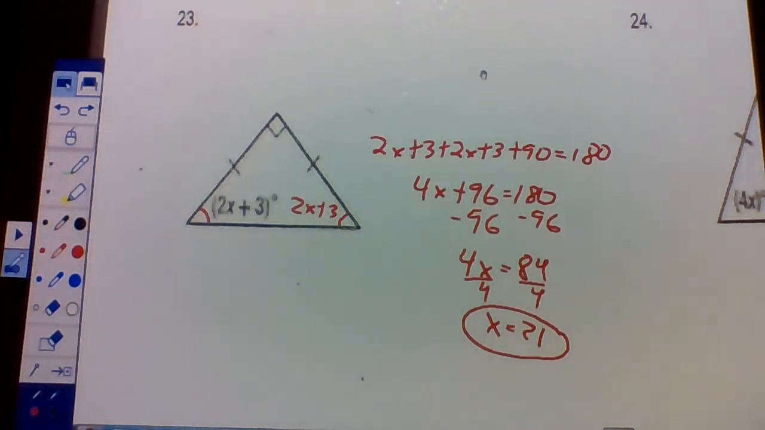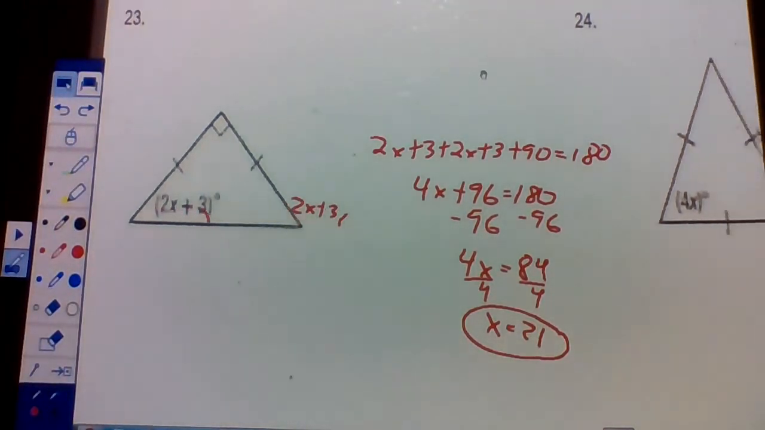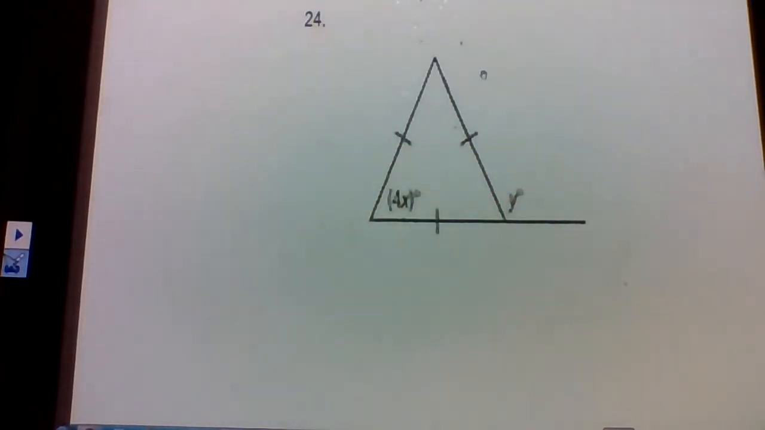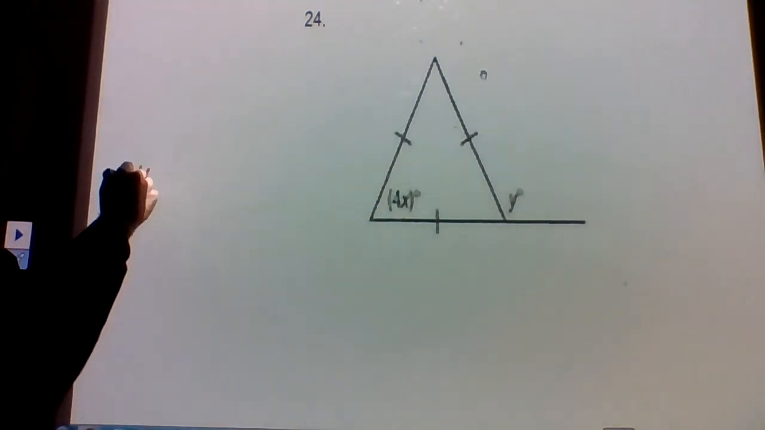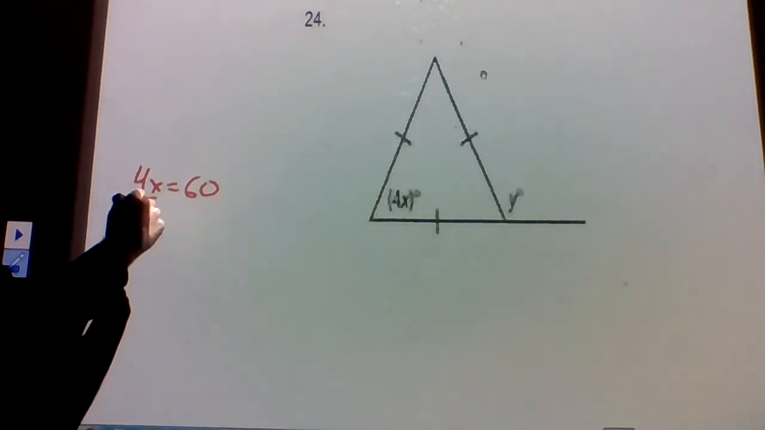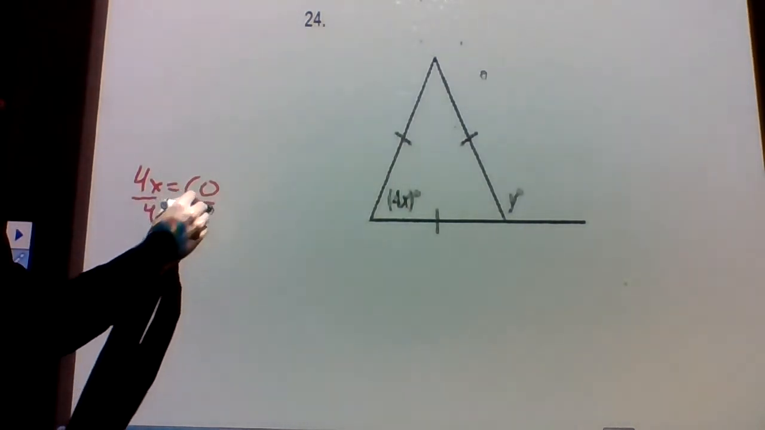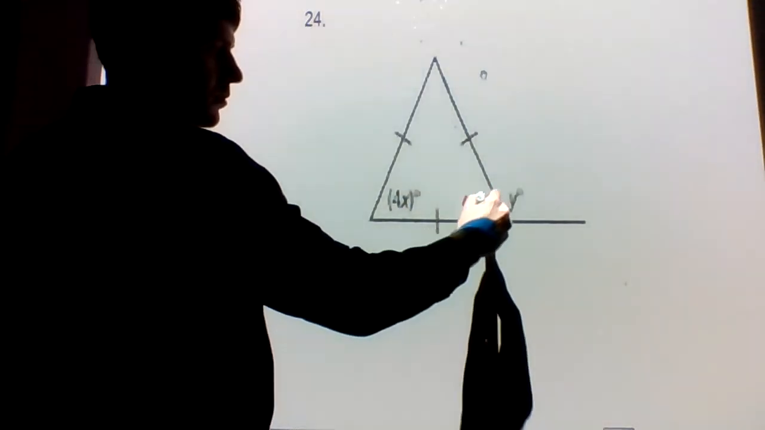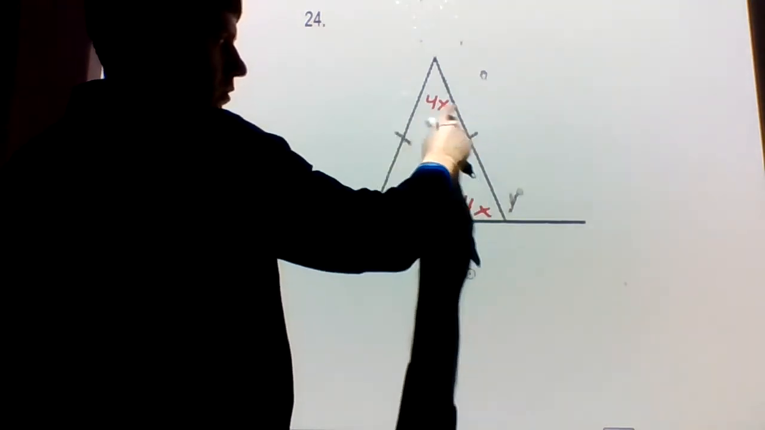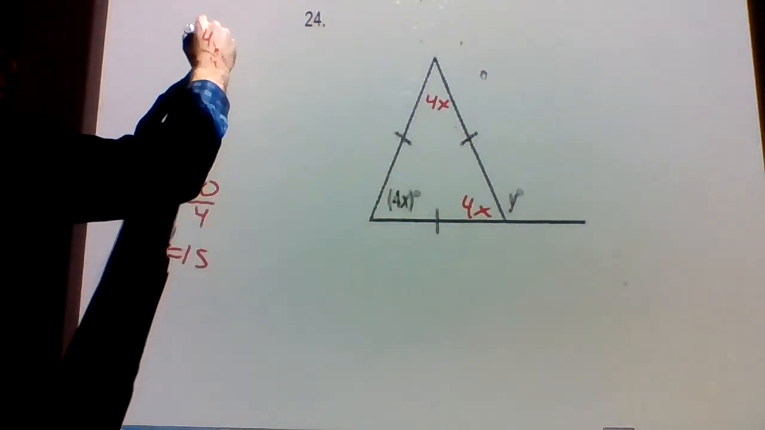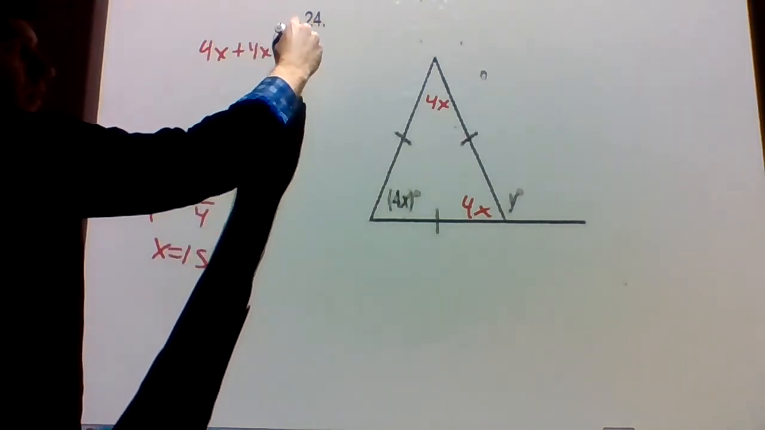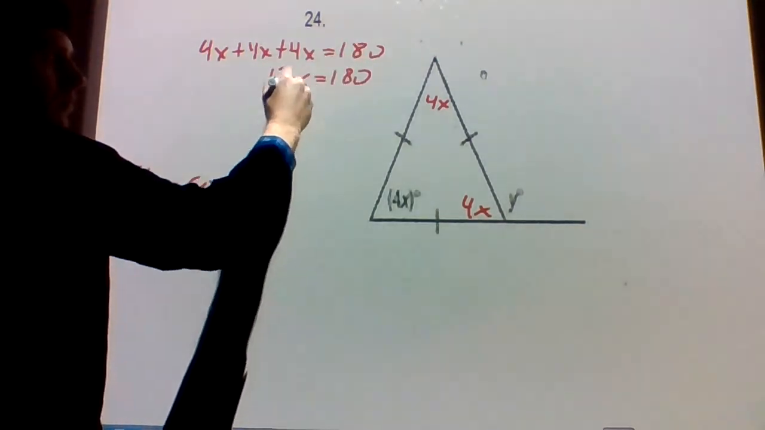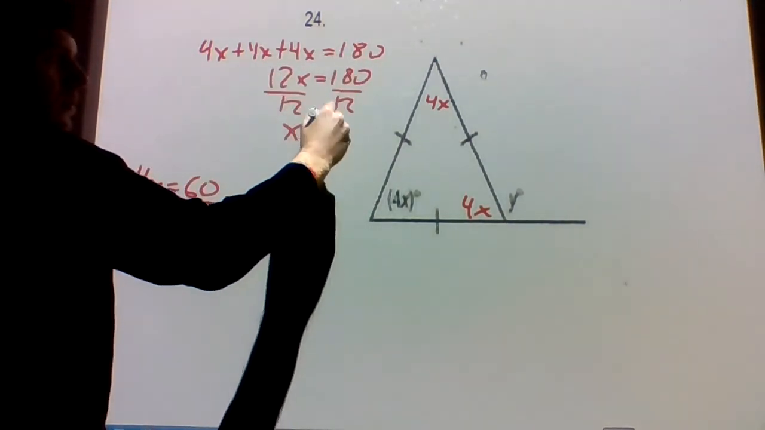Okay. And then the last one, it's equilateral. So we know all the angles are 60. So you could say 4x equals 60. And then you could divide by 4. Right? And then x is going to be equal to 15. Or you could say 4x plus 4x plus 4x, right? It's equilateral, it's equiangular, so all the angles are the same. So you could do 4x plus 4x plus 4x equals 180. So that's 12x equals 180. So that's going to be x equals 15.